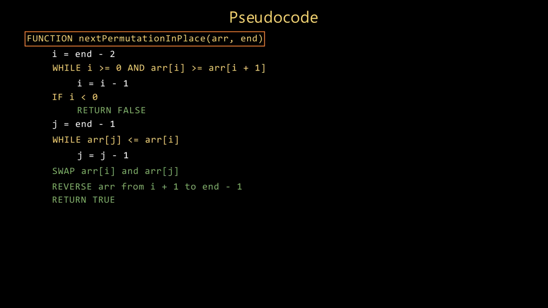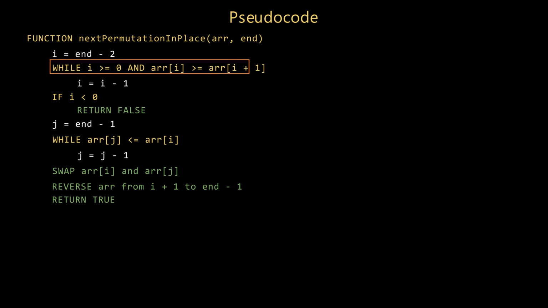Function next permutation in place rearranges the prefix ending at index end. Start I at the second to last slot in that prefix. Walk I left while the sequence fails to decrease. Decrement I by 1 each step. If I fell below 0, the prefix is already the largest arrangement. Return false so the caller knows to give up.